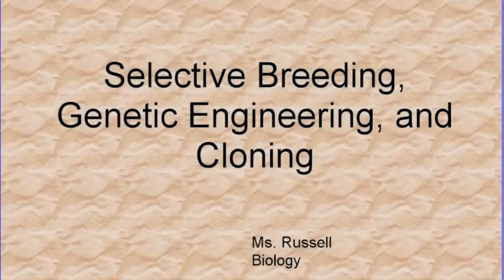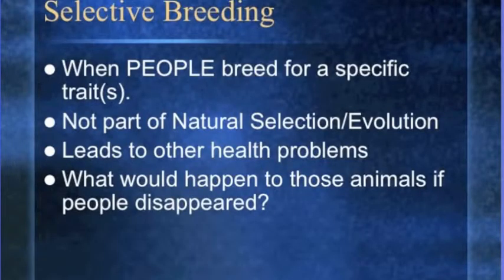This is a presentation on selective breeding, genetic engineering, and cloning. Selective breeding is when people breed for a specific trait. This can be done with plants or animals. It is not part of natural selection or evolution. It can lead to certain health problems in an organism, and I'll give you a couple of examples coming up.